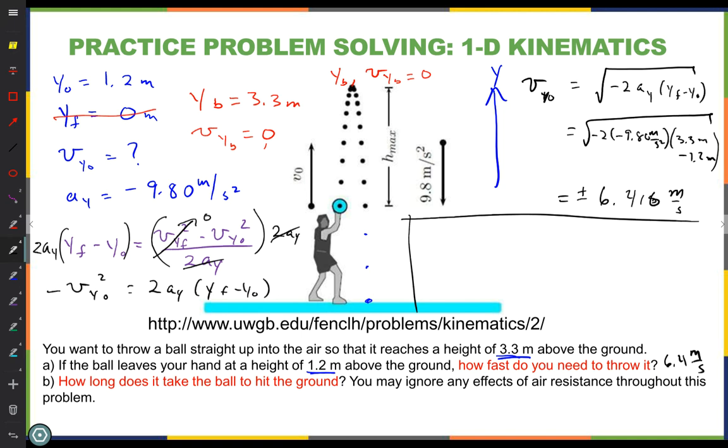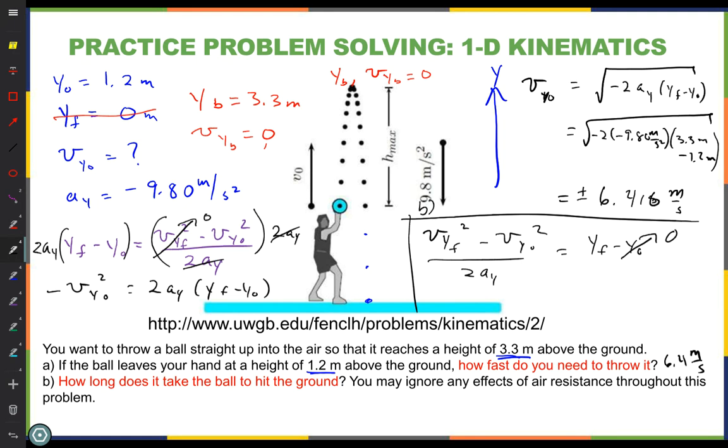So for part B, I'm going to start with Vy final squared minus Vy initial squared all over 2ay. But now I'm doing this going to the ground. So I'm going to the ground, the y0 is going to be 0, and the Vy final I'm going to find. Why am I doing this? Because it's just not going to require me to use the quadratic.